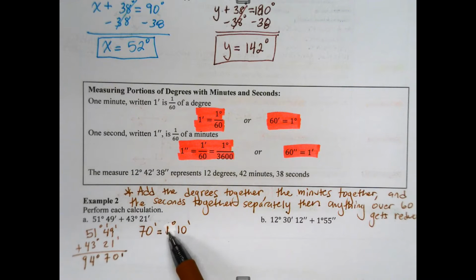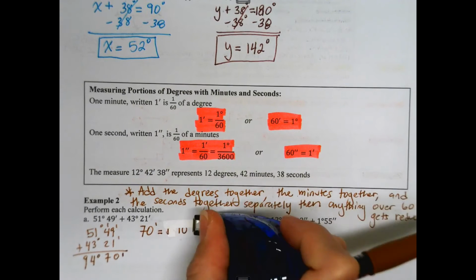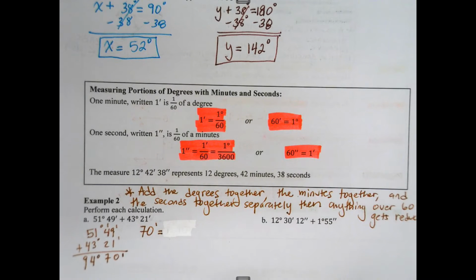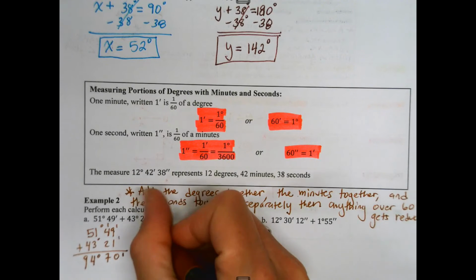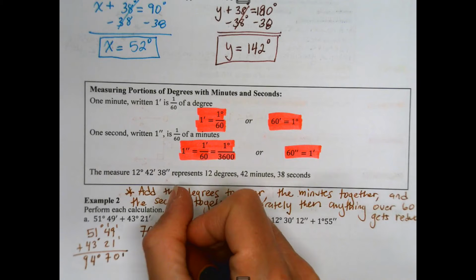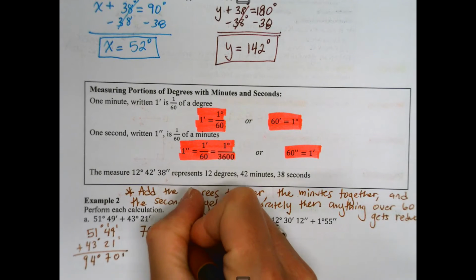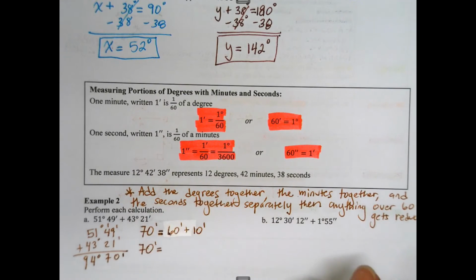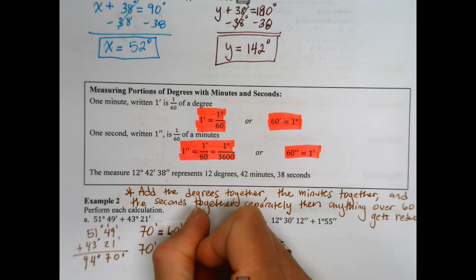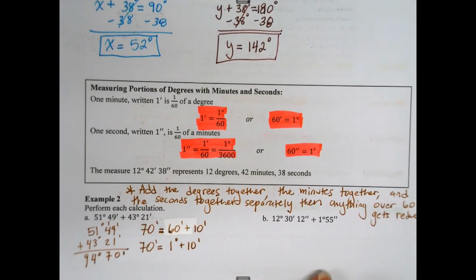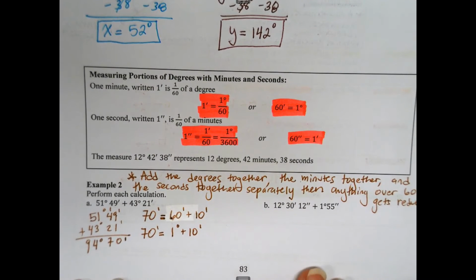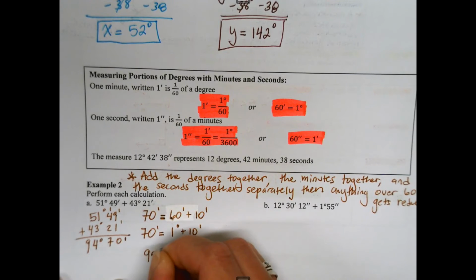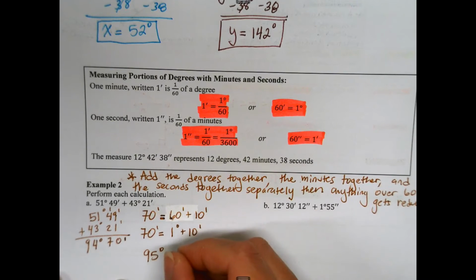Since 1 degree is 60 minutes, 60 plus 10, that's a better way to say it. 70 minutes is equal to 60 minutes plus 10 minutes. And 60 minutes is equivalent to 1 degree. So therefore, 70 minutes is 1 degree and 10 minutes. We're going to rewrite this, therefore, as 95 degrees. We added this 1 degree to 94 and 10 minutes.